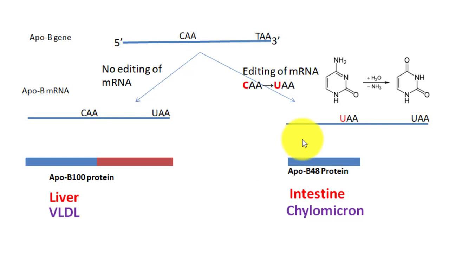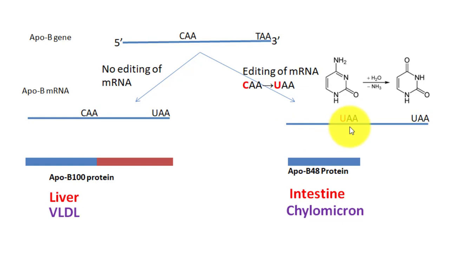What happens in intestine is this C will convert into U, making UAA. How does it convert into U? It happens through one enzyme called cytosine deaminase. You can see the difference between the structures: this is uracil, this is cytosine. The structural difference between uracil and cytosine is the amine group. When the amine is removed, an oxo group will be added, and this will form uracil, and UAA is a stop codon. Now when translation occurs in intestine, the translation will stop around here only.